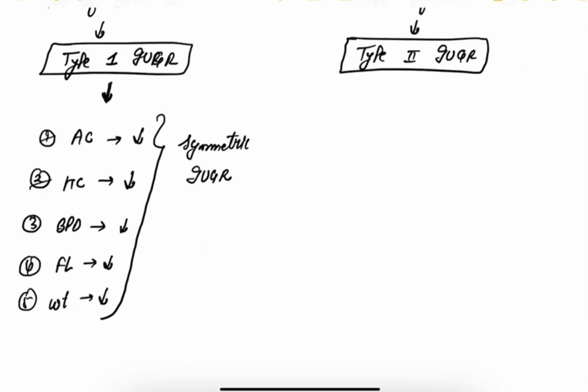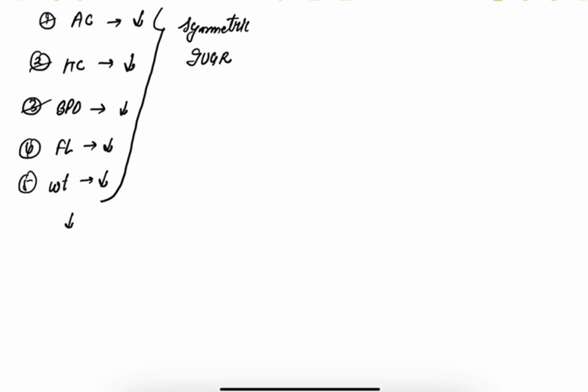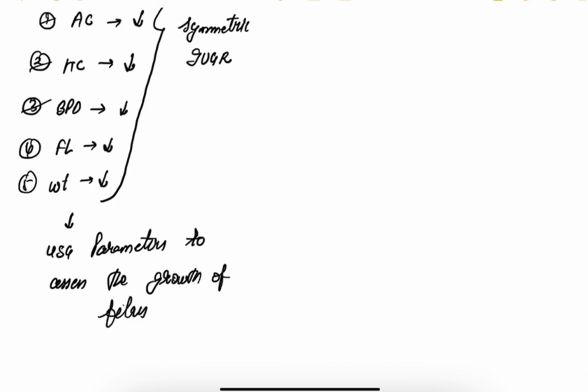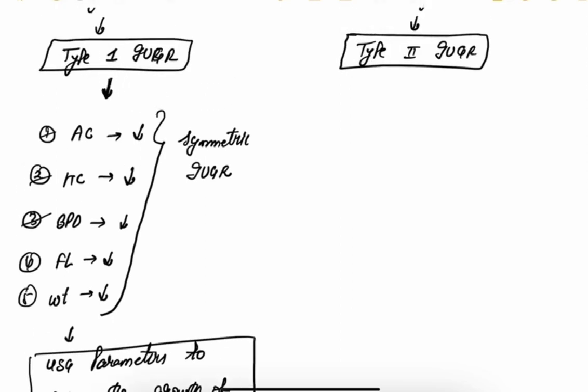So what are these? Abdominal circumference, head circumference, BPD. All these are the ultrasound USG parameters to assess the growth of the fetus. To assess the growth of the fetus, we measure femur length, BPD, head circumference, and abdominal circumference to know whether the fetus is growing properly or not.